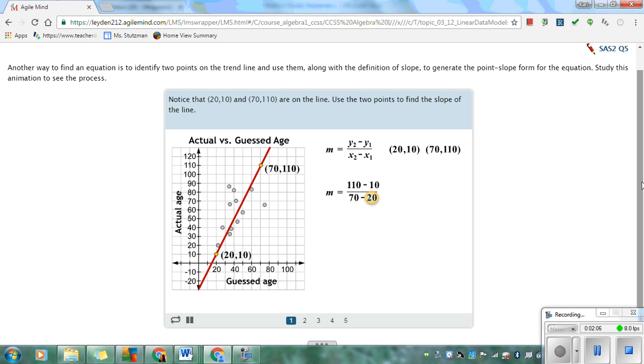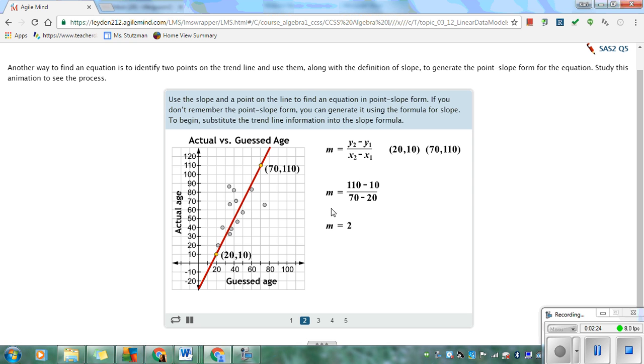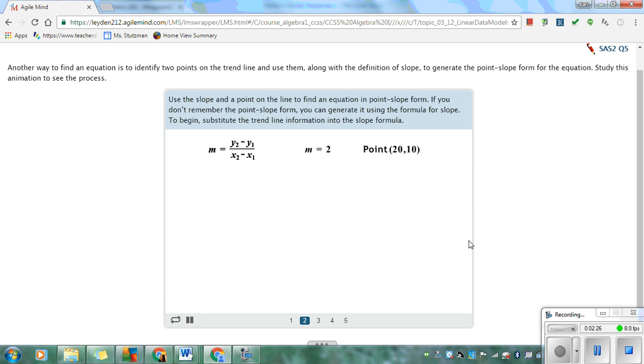If you would rather make a table, go ahead. However, it is important that you understand the slope formula. So when we simplify this down, our overall slope is going to reduce all the way down to the number 2. So our slope, or our m, is 2. Now we have 2 points here. We're just going to use one of the points. So my slope m is 2, and I'm going to use the point (20, 10).